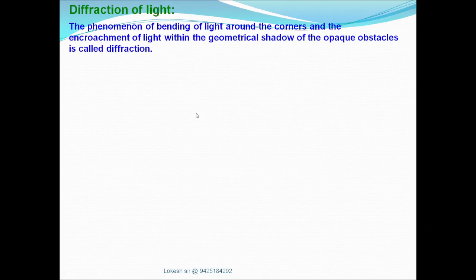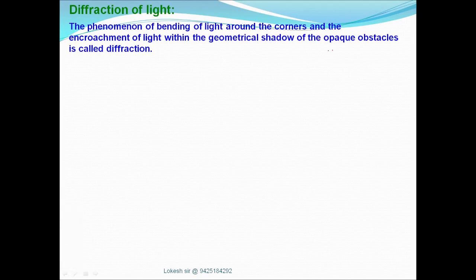So guys, in the chapter Wave Optics, today we are going to start our last and final topic of wave optics, that is called diffraction of light. First we have to understand what is diffraction of light. The phenomenon of bending of light around the corners and the encroachment of light within the geometrical shadow of the opaque substance is called diffraction.